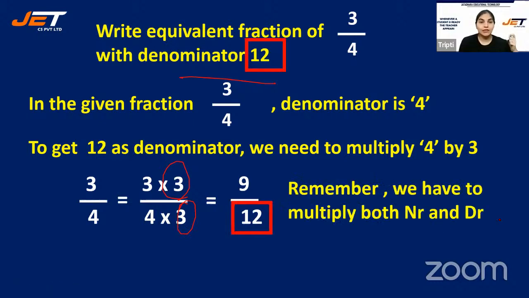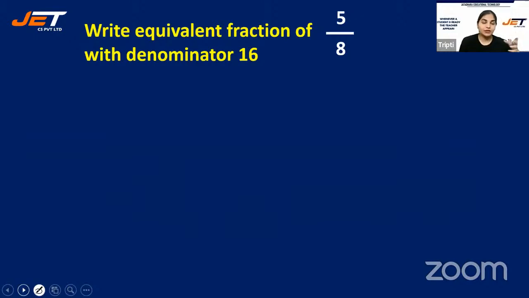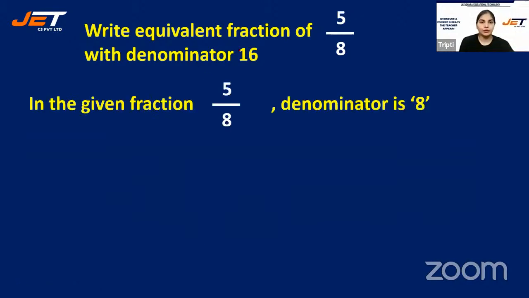We have to multiply the numerator and denominator both by the same number. It's not like you're just multiplying the numerator, not the denominator, or you're multiplying the denominator by 2, but numerator you are multiplying by 3. So that is not going to work.